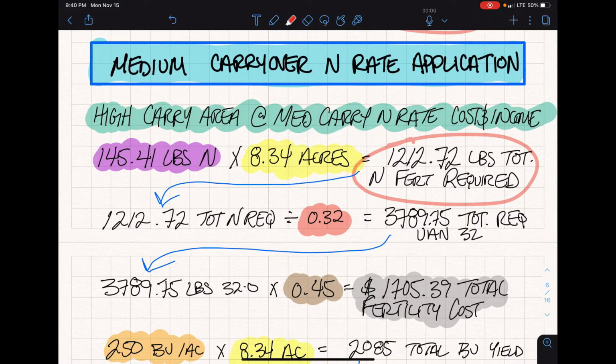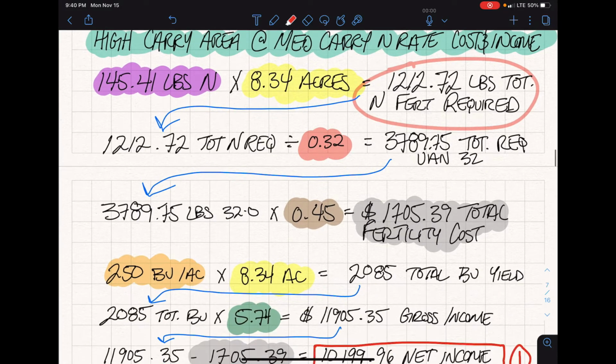Now that we know our total poundage, we can carry that number down and divide it by the total amount of pounds of nitrogen in 1 pound of UAN 32 or 32-0. So 1,212.72 divided by 0.32 gives us our total required amount of UAN 32, which is 3,789.75 total pounds of UAN 32.